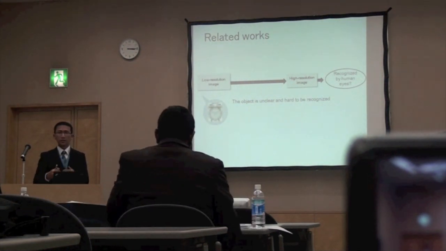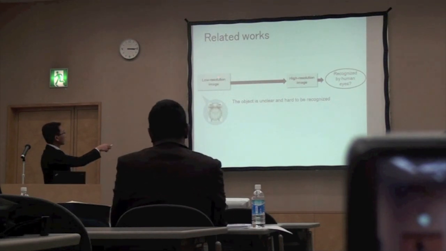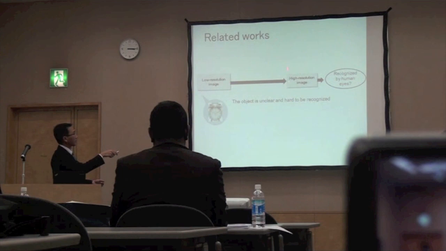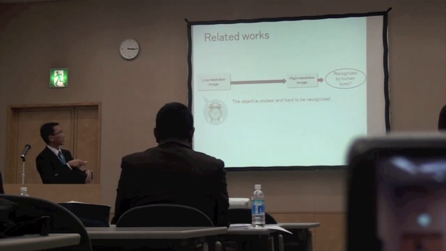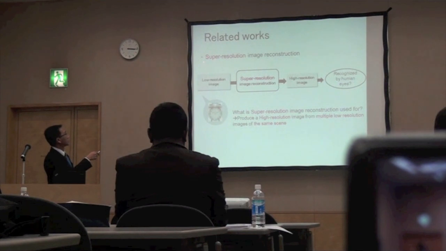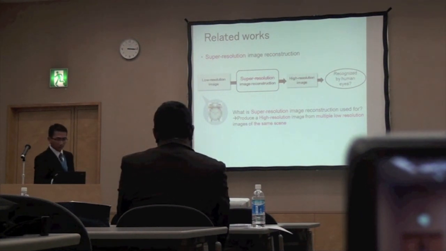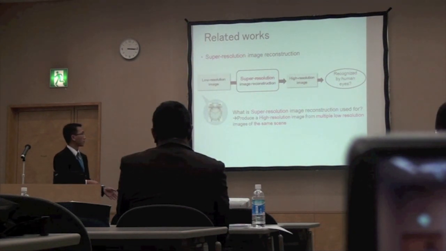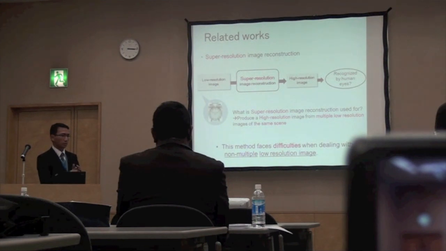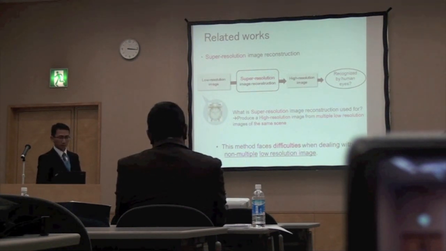And intuitively, we may think naturally that by increasing the quality of the low resolution input image, we will get a higher quality output that might be recognized by human eyes. Based on that idea, some scientists proposed super resolution image reconstruction. The technique produces a high resolution image from multiple low resolution images within the same scene. But unfortunately, as stated in the previous problem, since we only have a very limited number of input images, the method faces difficulties when dealing with non-multiple and low resolution images.